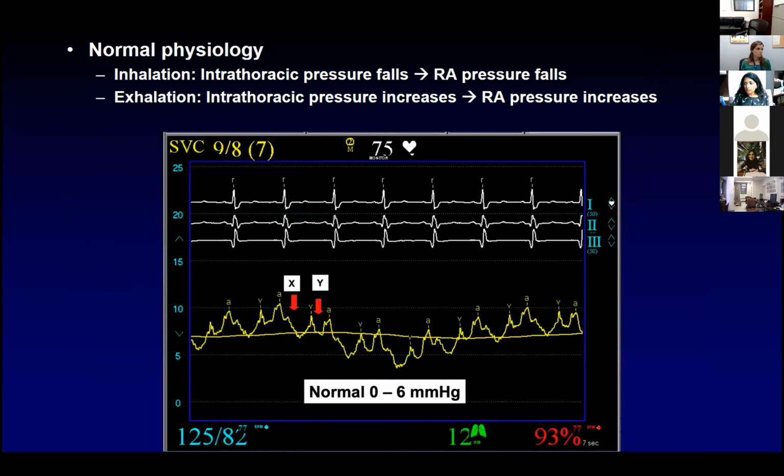Normal changes in the RA pressure with respiration. During inhalation, the intrathoracic pressure falls, and that's translated into the RA pressure falling. So as you can see over here, the RA pressure starts decreasing in inspiration, and in exhalation, the reverse happens, where the intrathoracic pressure increases, and that's translated into the RA pressure increasing. So this is a normal respiratory variation that we see. And the normal RA pressure is 0 to 6 millimeters of mercury.